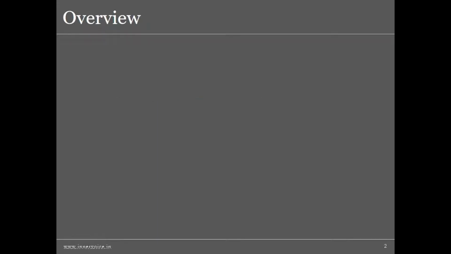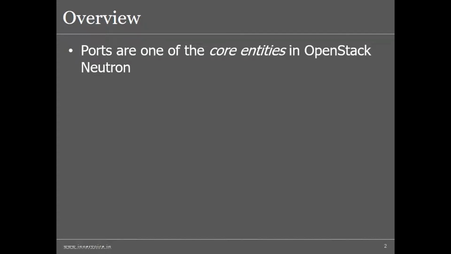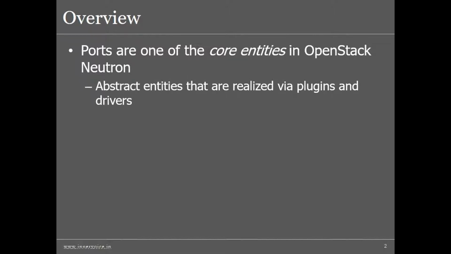OpenStack Neutron supports three core entities or objects. Ports are one of them, the other two are network and the subnet. Since ports are logical or abstract entities, Neutron relies on plugins and drivers to ensure that the actual network configuration is done when ports are created or deleted.